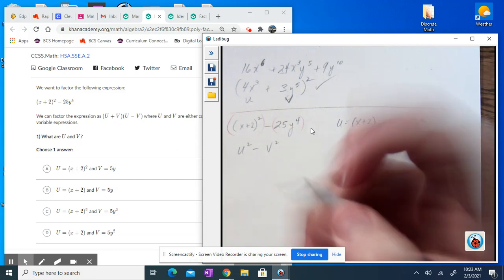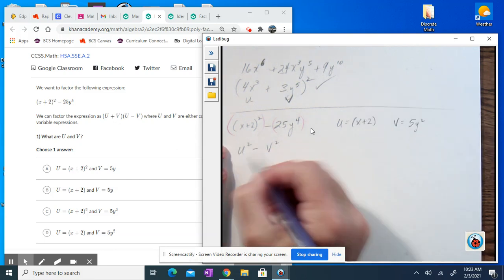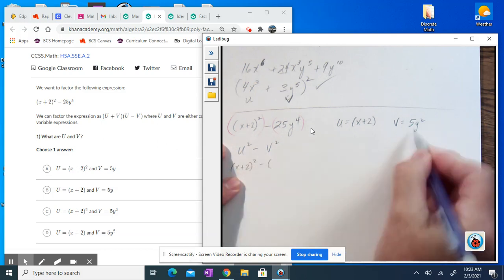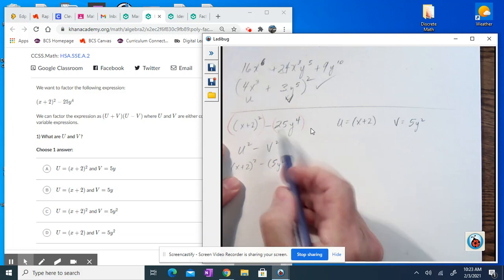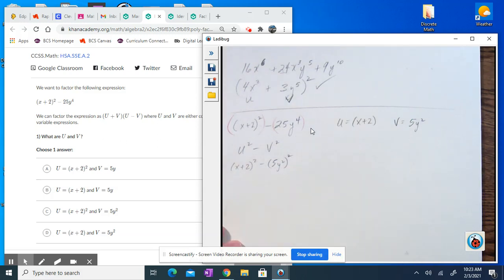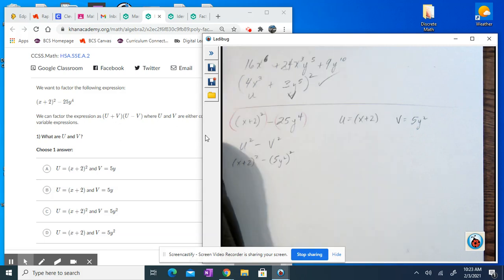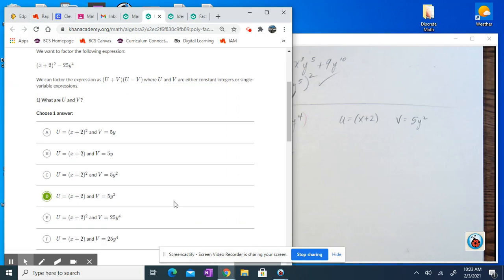Right? Because of u, so it would look like this. U is x plus 2, minus b, which is 5y squared, and that's what gives you that 25y to the 4. All right. So let's see. U is x plus 2, and v is 5y squared. This one, right there.